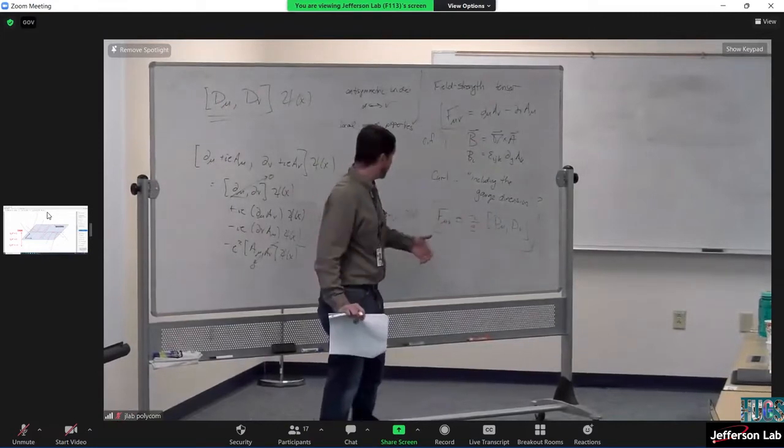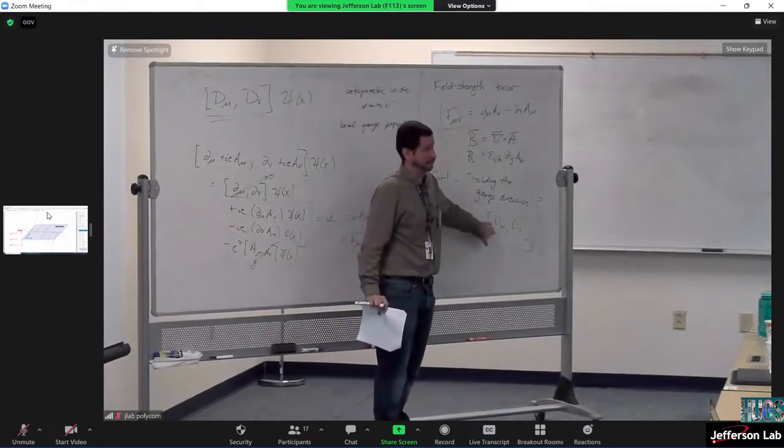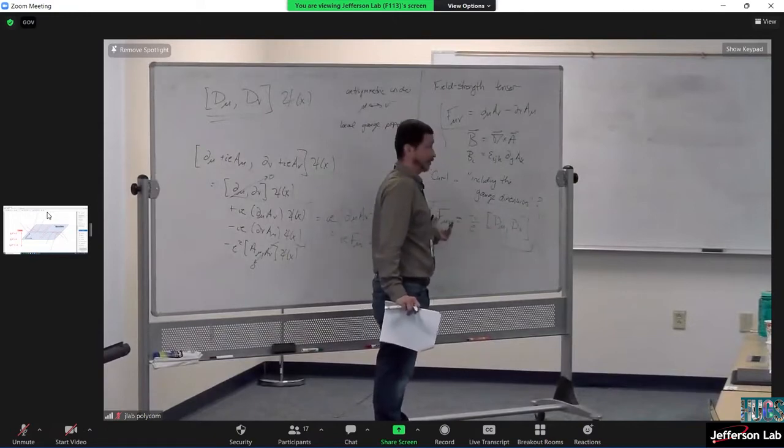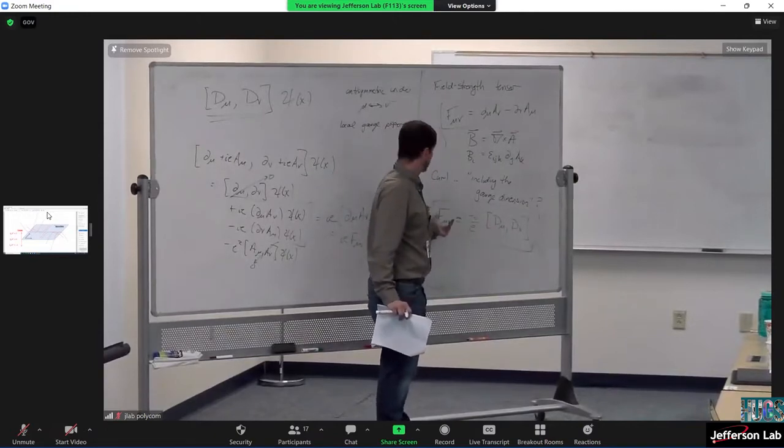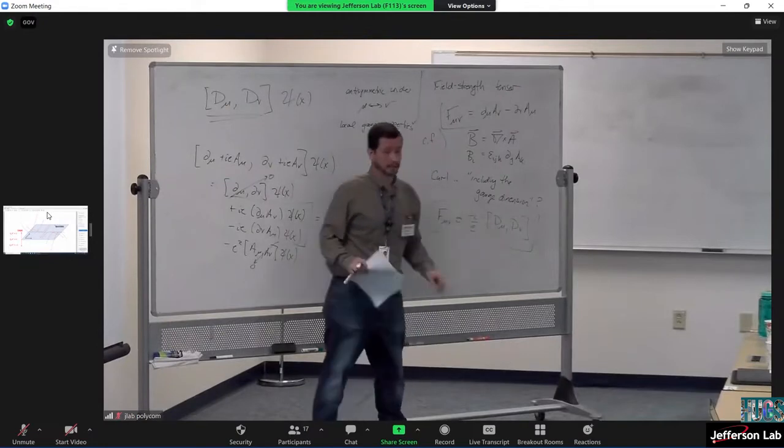When we go to QCD, the transformation laws of the gauge group are much more complicated. And this will immediately give us the corresponding transformation laws of F mu nu for whatever choice we make for the covariant derivatives.